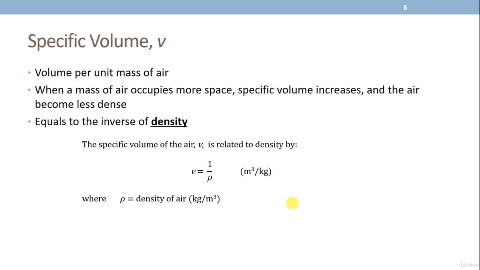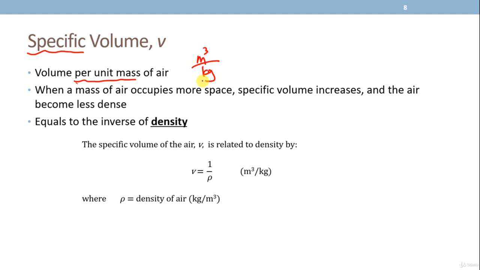Okay, the next property of air is specific volume. Whenever you see the word specific in front of a parameter, it means per unit mass. Like specific enthalpy is energy per unit mass, specific volume is volume per unit mass. So the unit is meter cube per kg.